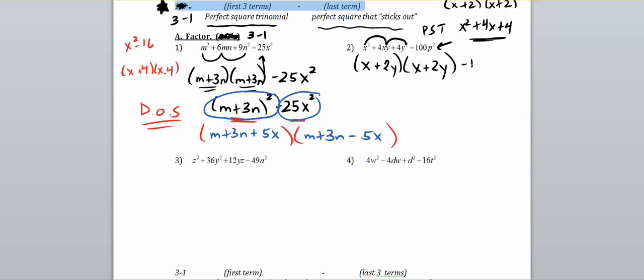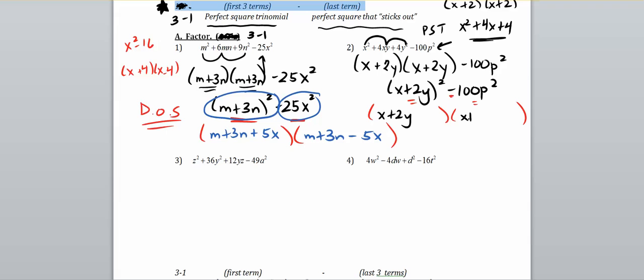Now, don't forget I have this minus 100p squared here. I've got to bring that down. So I have x plus 2y quantity squared minus 100p squared. Here's where we have our difference of perfect squares. So I'm going to make my parentheses and take the square root of each term. The square root of x plus 2y quantity squared would just be x plus 2y. The square root of 100p squared would be 10p and 10p. So I make one a plus and one a minus. So that's another 3-1 factoring.